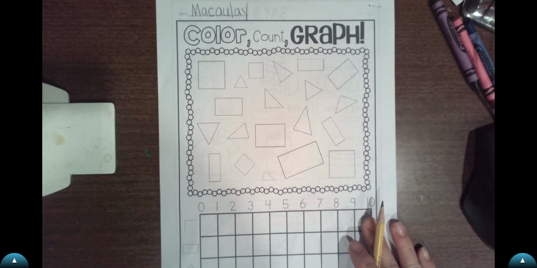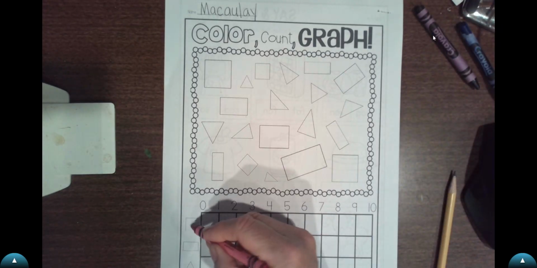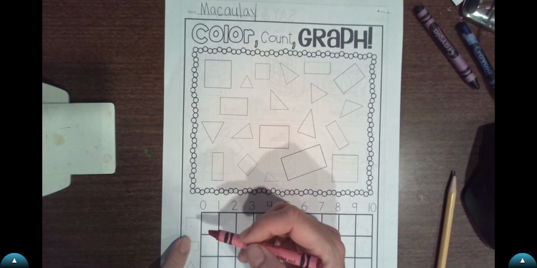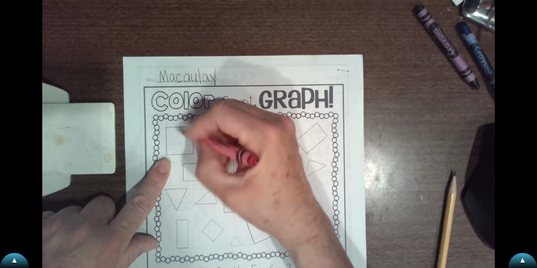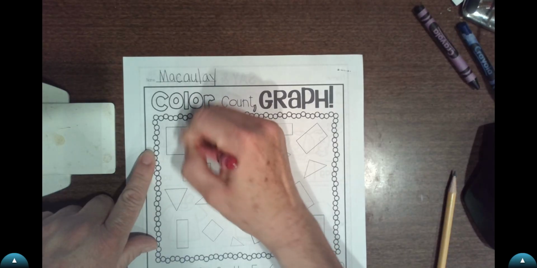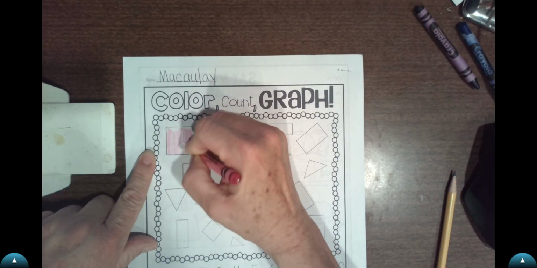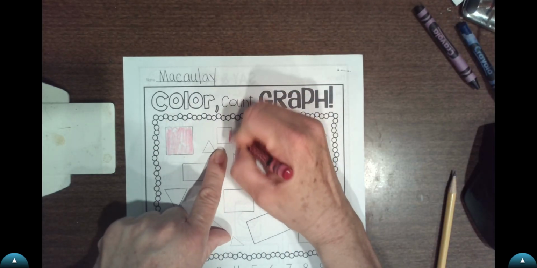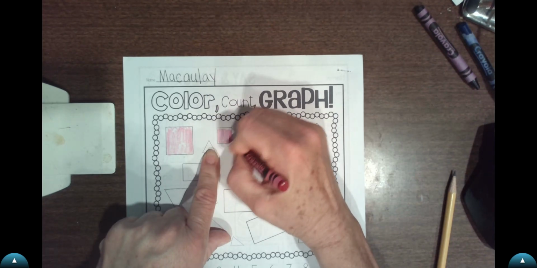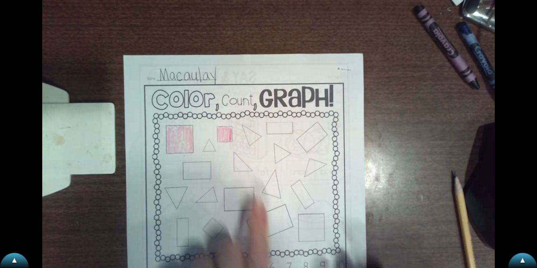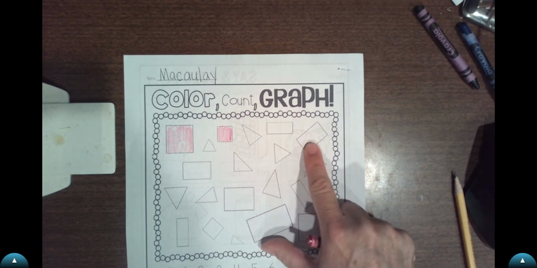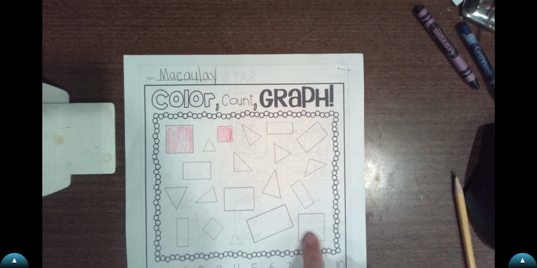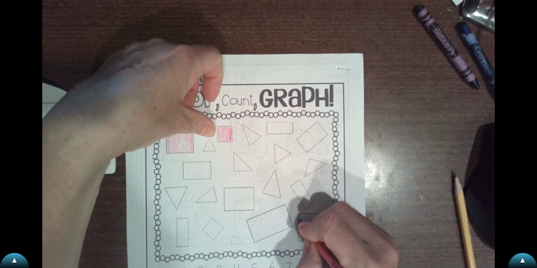All right. So the first thing we're going to do is look at this first shape. This is a square. So I'm going to color all the squares that I find red. So there's a square right there. I'm going to color it red. I'm going to color this one red because this is also a square. Okay, these are not squares, so I'm not coloring them red. These are not squares. There's a square. I'm going to color it red.